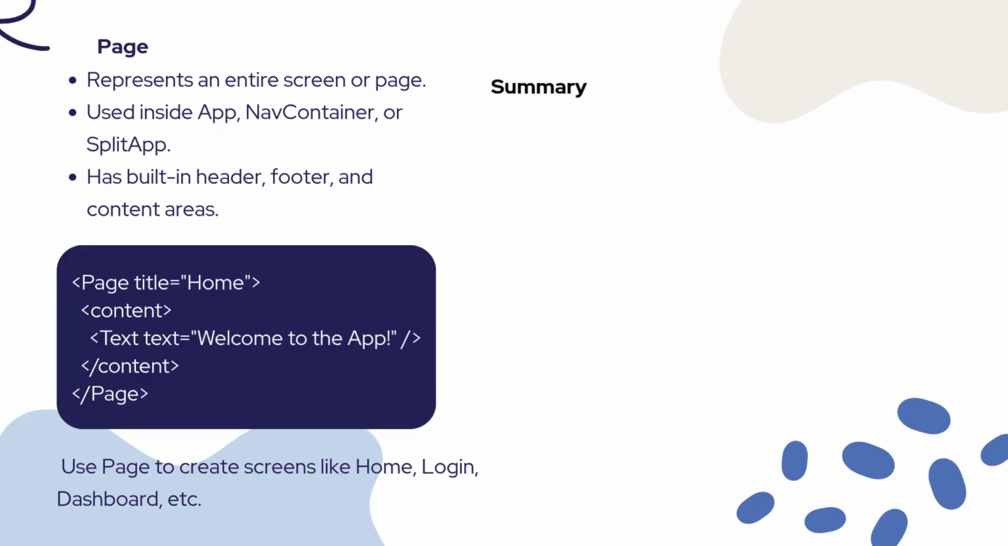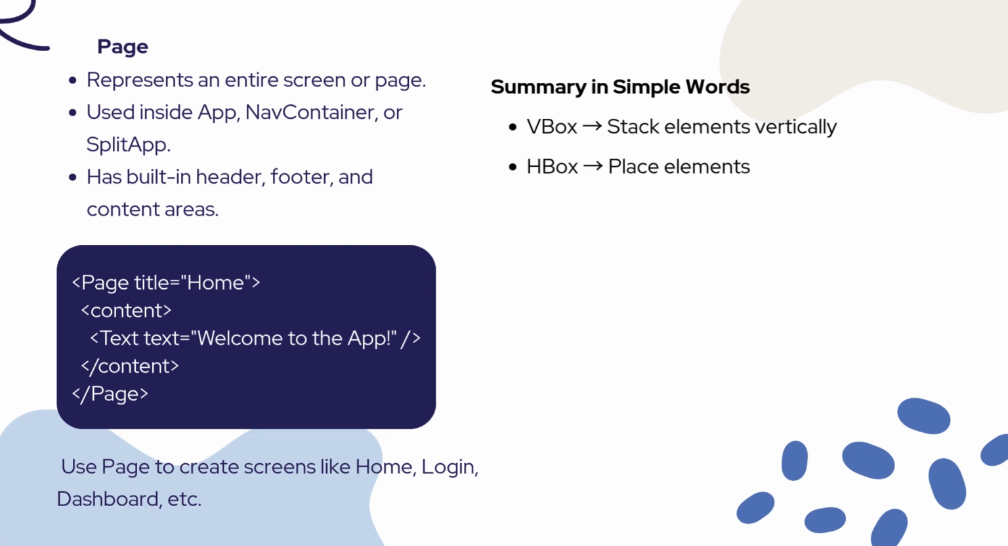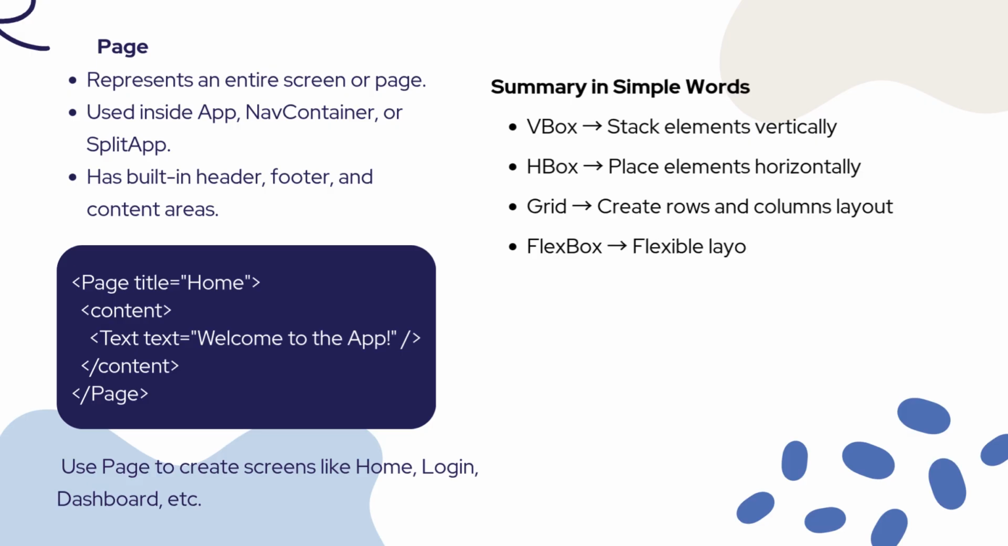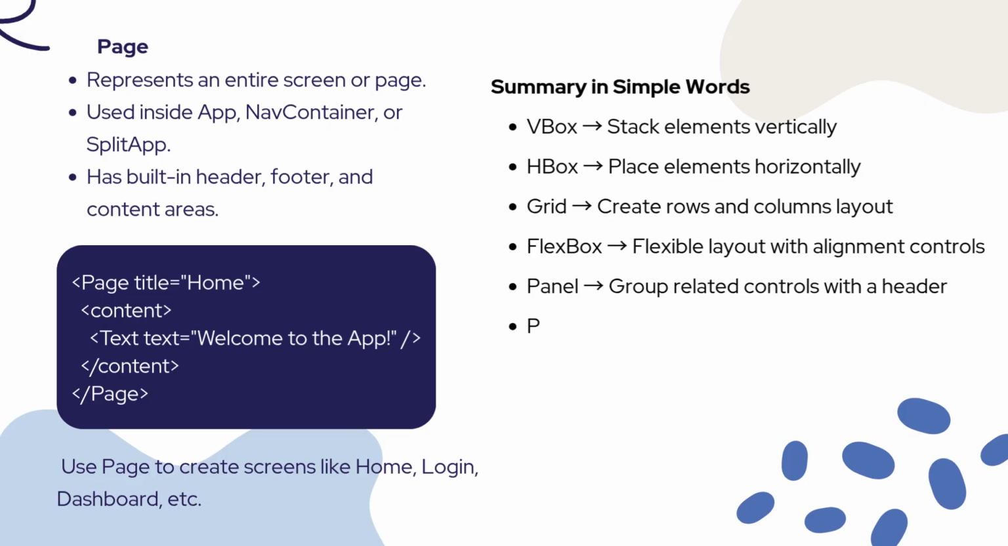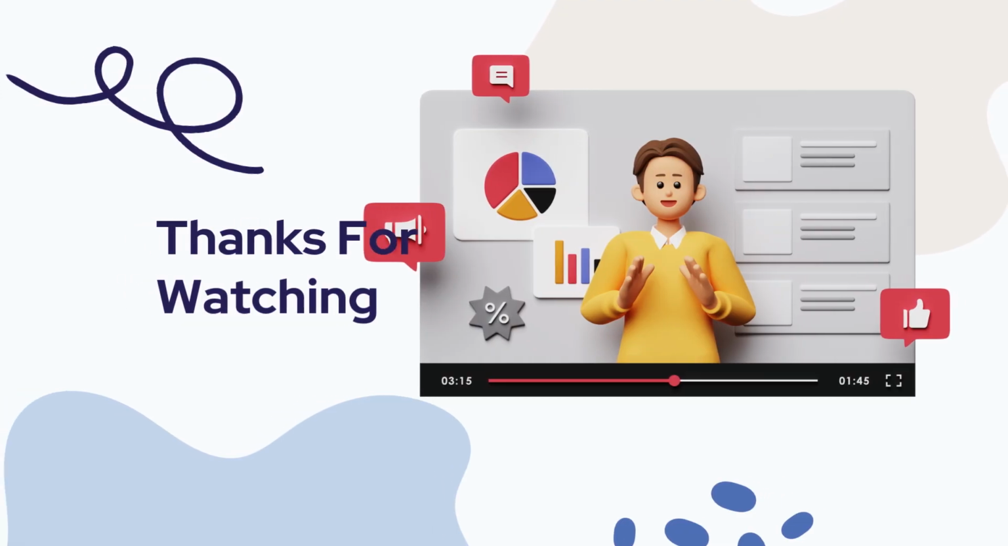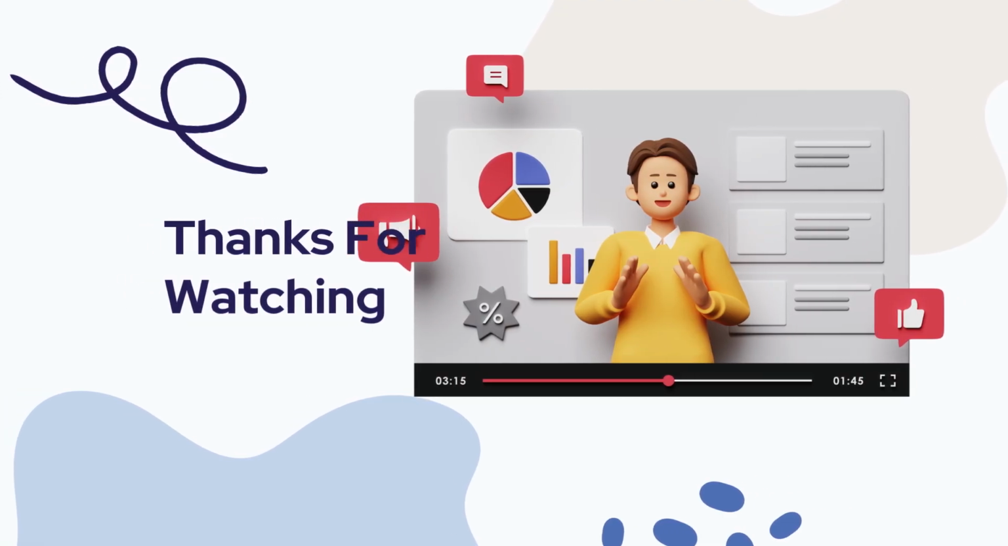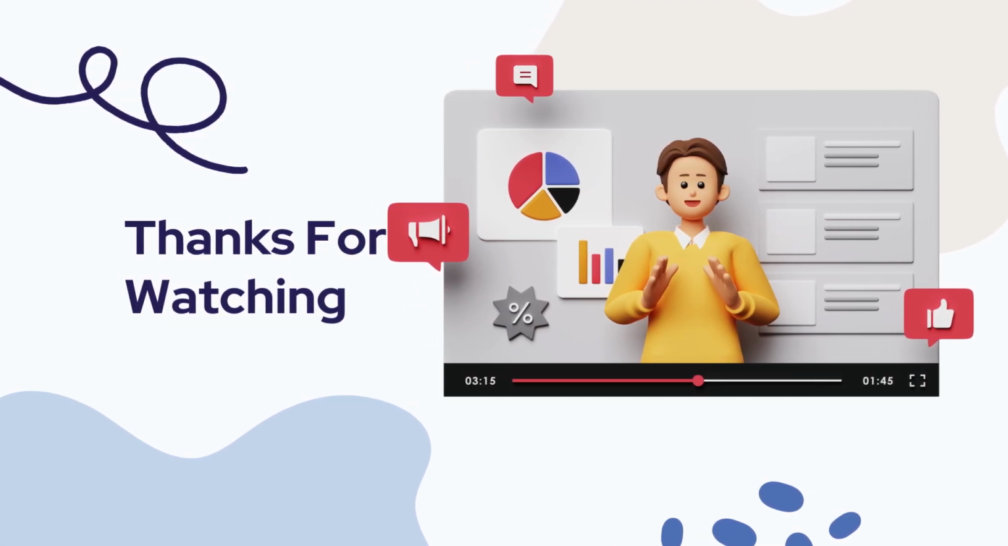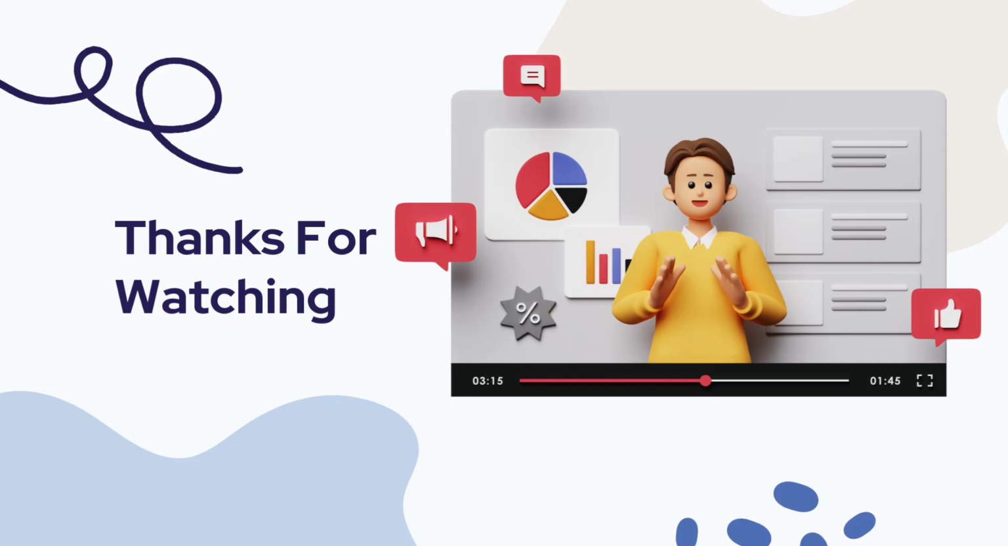Now, a quick recap. VBox is for stacking vertically, HBox is for placing side by side, Grid for rows and columns, FlexBox is for flexible alignment, Panel for a group with a header, and Page is for a full screen with title and content. And that's it. Layouts in SAP UI5 in a nutshell. Practice them, and you will be able to design clean and responsive UIs in no time.